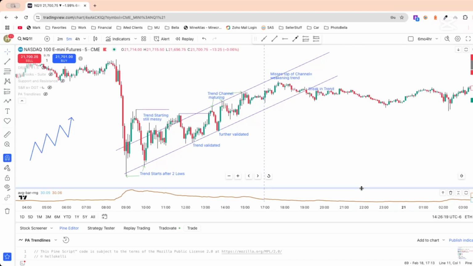So that is the anatomy of a bull trend. I hope that was helpful for you. I know that it was helpful for me to fully mark it up and take a look at it.